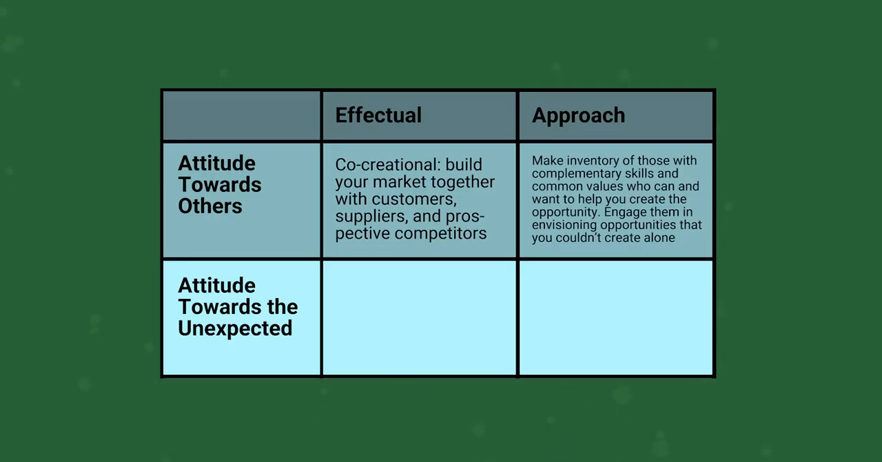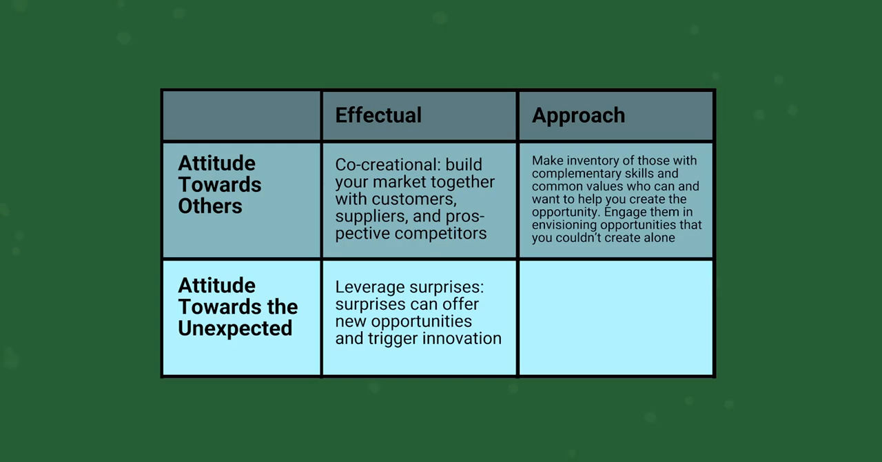How? Make an inventory of those who have complementary skills and common values, who can and want to help you create the opportunity. Engage them in envisioning opportunities, like I described in the scenario about sustainable finance. These often will help to bring to the surface ideas that you couldn't create alone. And finally, think about how you'll leverage surprises, or in other words, pay attention to and track things that don't necessarily go according to plan.